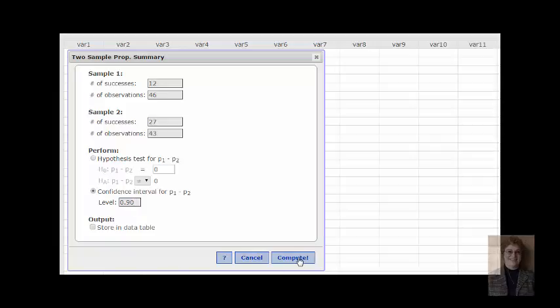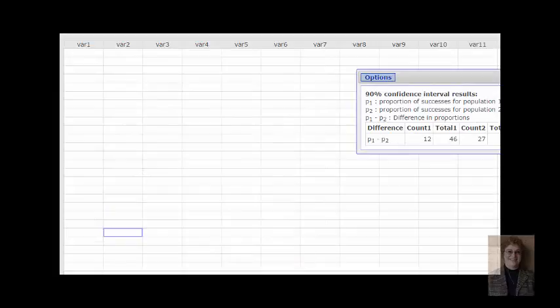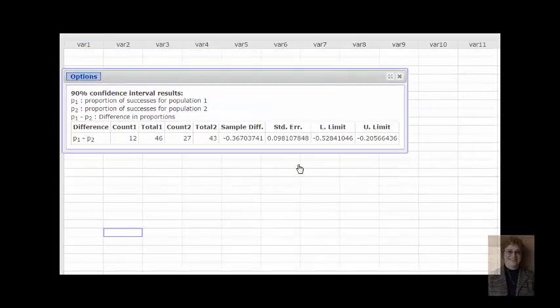So we're simply going to do compute, and you can see that we have our sample difference, our standard error, and here's our lower limit, here's our upper limit. And how do we find the estimate? The estimate is going to be the sample difference that we have here. Or you could find the difference between the lower limit and upper limit and divide by 2. But it's that easy to find the confidence interval on StatCrunch.